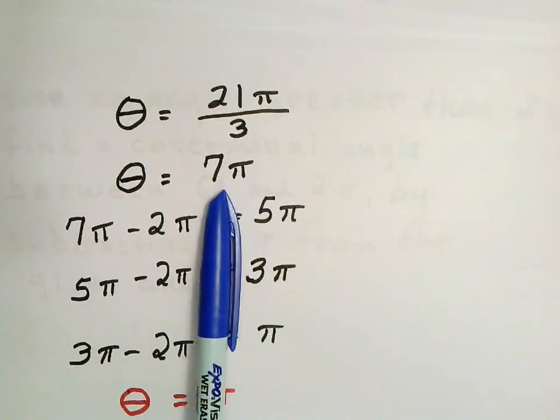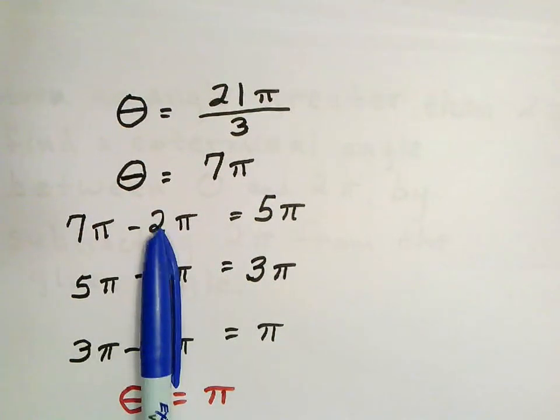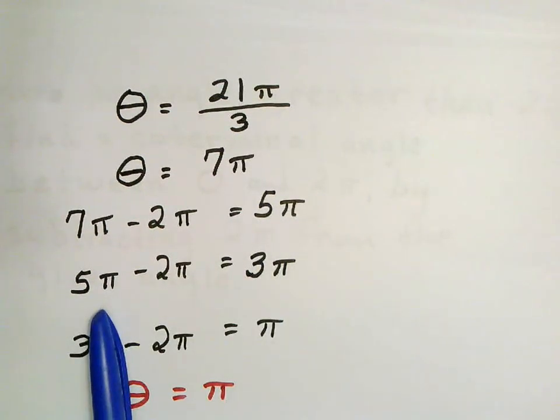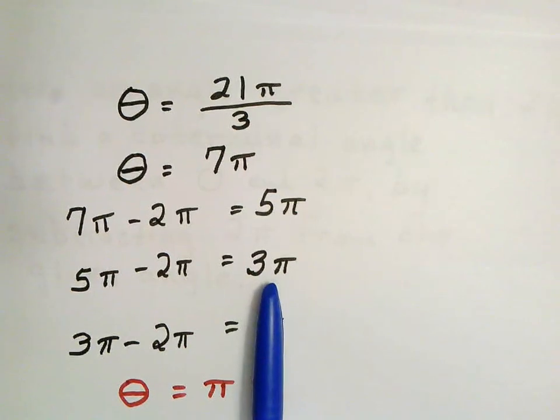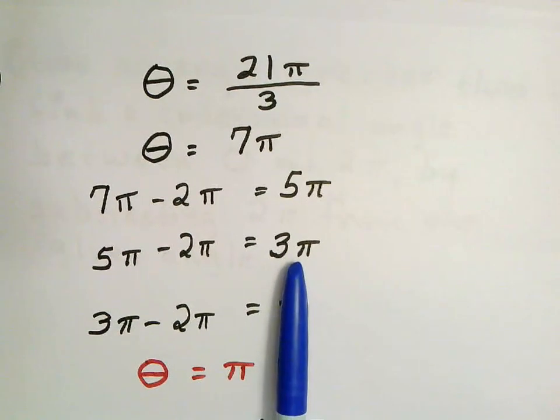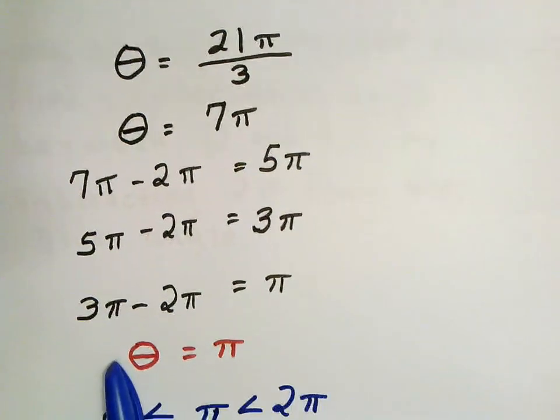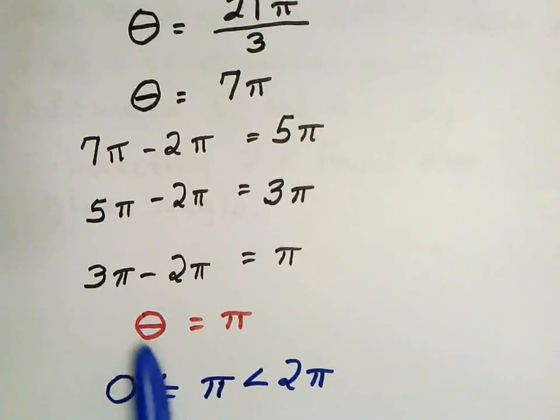7 pi is greater than 2 pi. So I'm going to subtract 2 pi. I get 5 pi. But 5 pi is still greater than 2 pi. I subtract 2 pi again. I get 3 pi. Well, 3 pi is still greater than 2 pi. I subtract 2 pi again. I get pi. So my theta, the coterminal angle, is theta equals pi. And pi is between what? 0 radians and 2 pi radians.